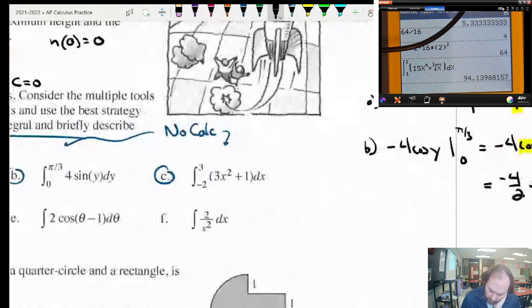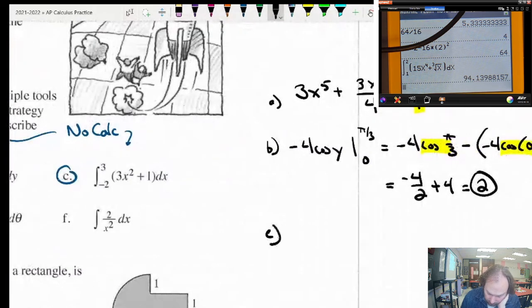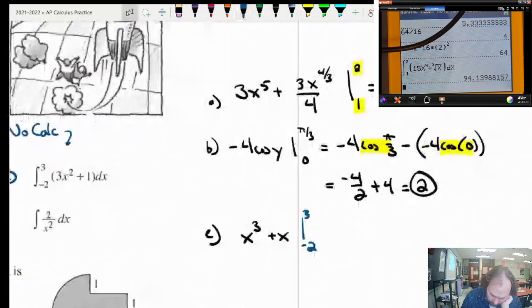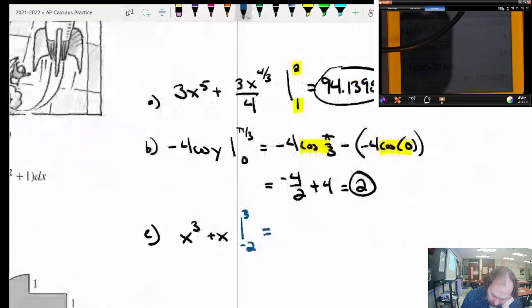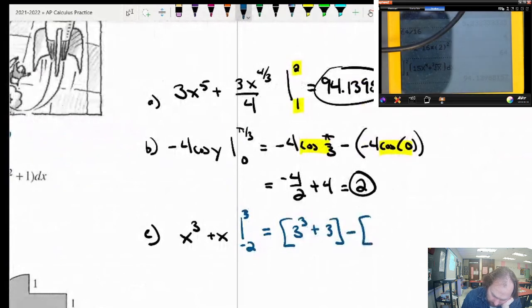Question C, we could also do without a calculator, but we're not going to. The antiderivative is x to the 3rd plus x. Actually, you know what? I withdraw. It's pretty easy to do with that one, so I'm going to do it without a calculator. 3 to -2. This would be 3 to the 3rd plus 3 minus -2 to the 3rd plus -2.